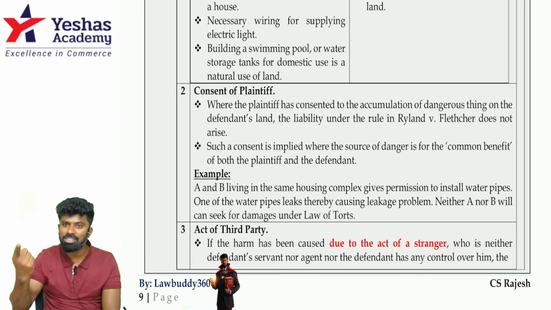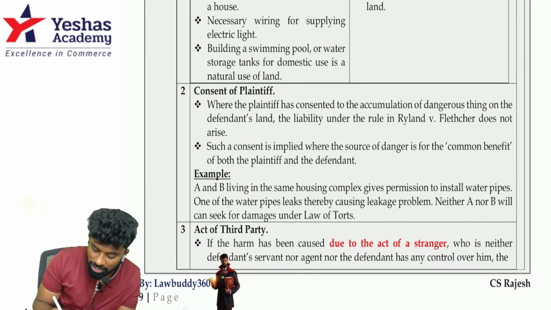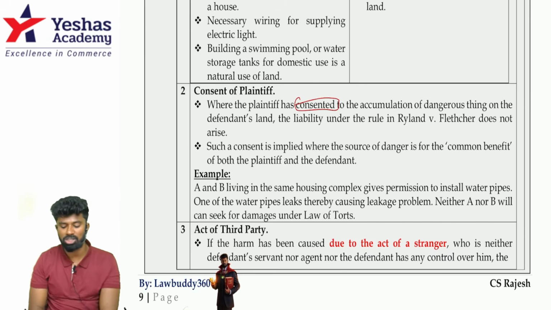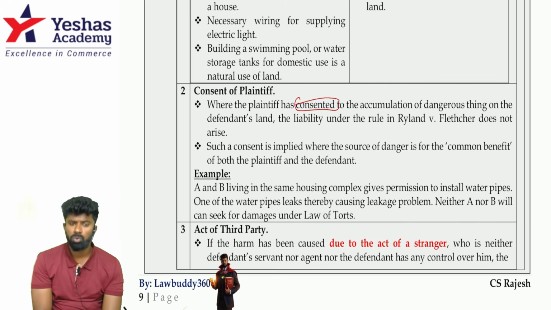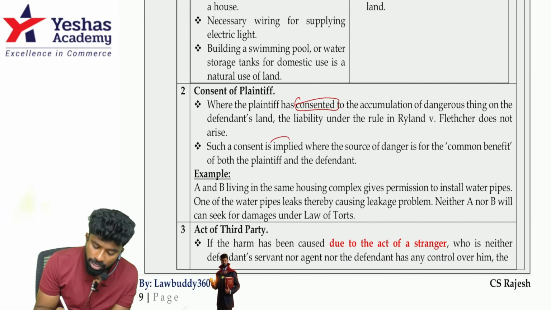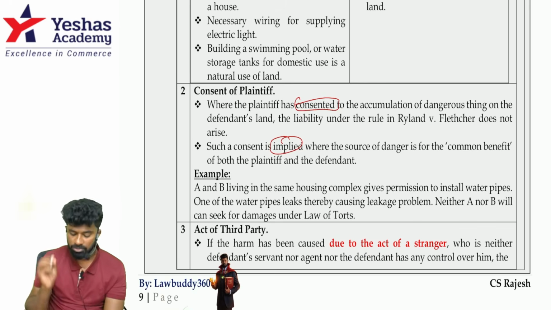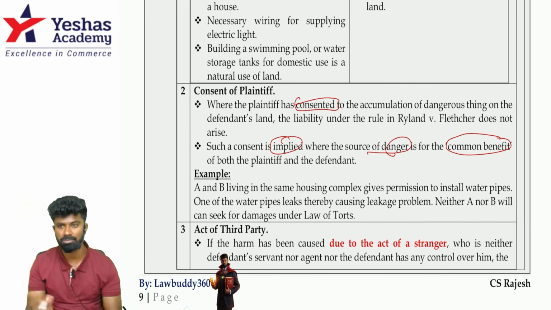Getting it? So because the consent is given, it is not called strict liability. Where the plaintiff has consented to the accumulation of dangerous things on the defendant's land, the liability under the rule of Rylands versus Fletcher does not arise. Such consent is implied, and this is most important, where the source of danger is for the common benefit. What benefit?